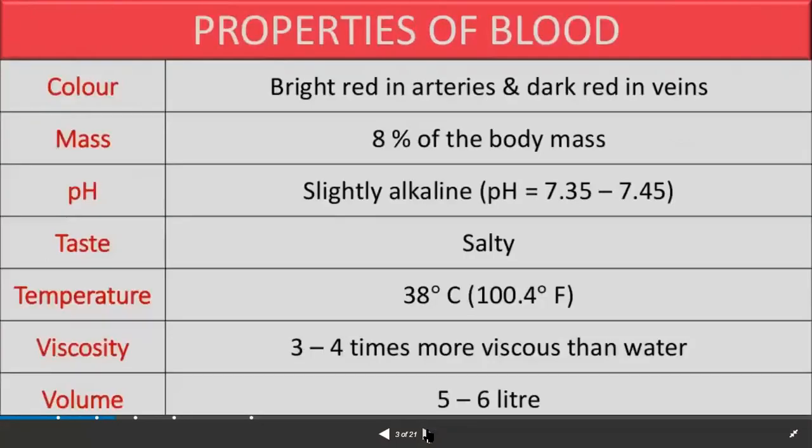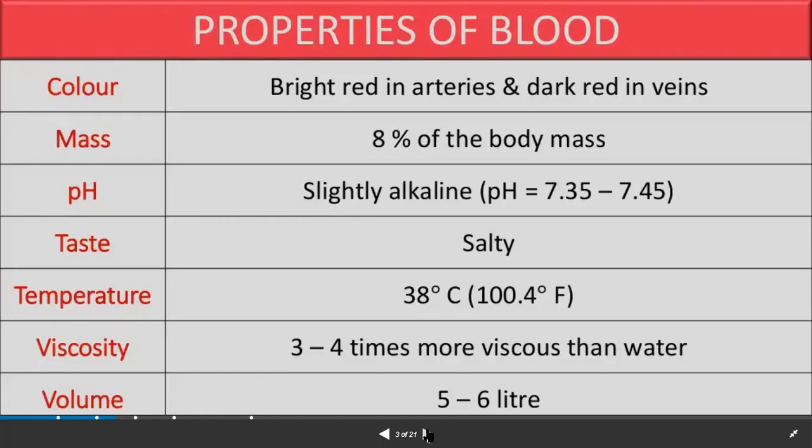Now, what are the properties of blood? In terms of color, the blood is bright red in the arteries and it is dark red in veins. Bright red in the arteries because it is fresh oxygenated blood containing hemoglobin. So that hemoglobin gives the blood that red color. So blood contains especially the red blood cell. You will see that it contains a pigment called hemoglobin, which gives it that red color. So oxygenated blood in the arteries is bright red, while the used blood, deoxygenated blood, is dark red in the veins.